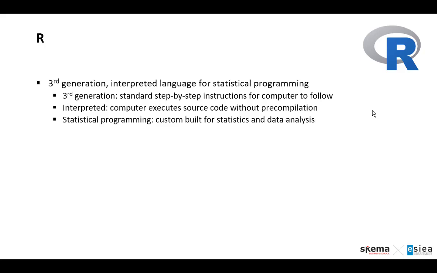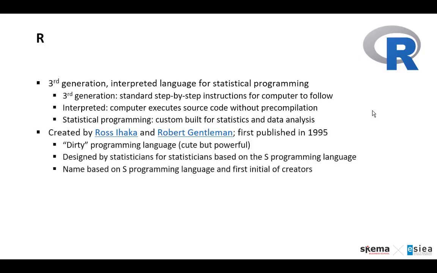But R is not a general purpose programming language. It's not built for all kinds of computer programming. So for instance, you cannot use R to design websites. You cannot use R for building apps. It doesn't have the features for that. But R was designed for statistical programming. It was built for doing statistics and data analysis. That is what it was built for.